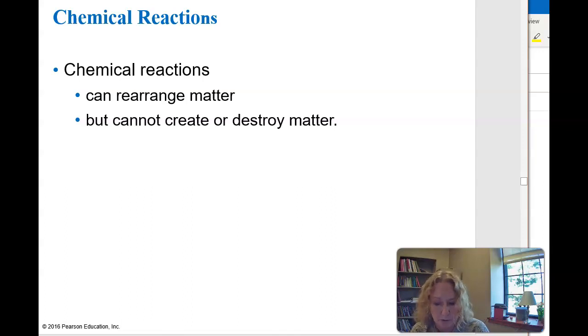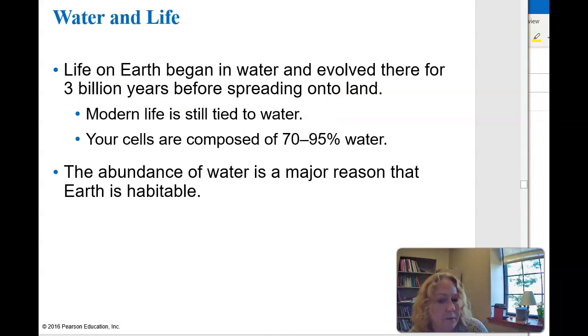However, matter cannot be created or destroyed. That's the law of thermodynamics. So we're not actually creating anything new. We're just combining them to create something more rearranged that has a different property. But we're not creating matter from nowhere.